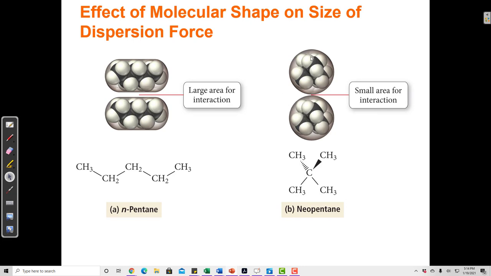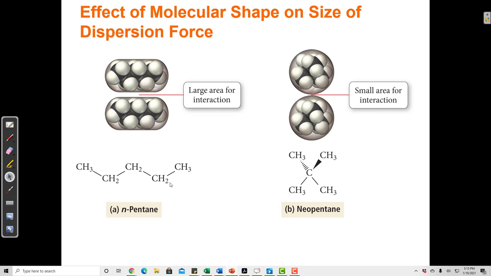So when I'm looking at the dispersion force experienced between these molecules, when they're spheres, there's a very small area where they interact with each other. So the dispersion force that's experienced between spherical molecules is small. But look at these kind of cigar-shaped molecules. When they're more cigar-shaped, then they have a lot more surface to interact with each other. There's a larger surface for interaction, so there's a larger dispersion force. The dispersion force is stronger in cigar-shaped molecules than it is in spherical molecules.